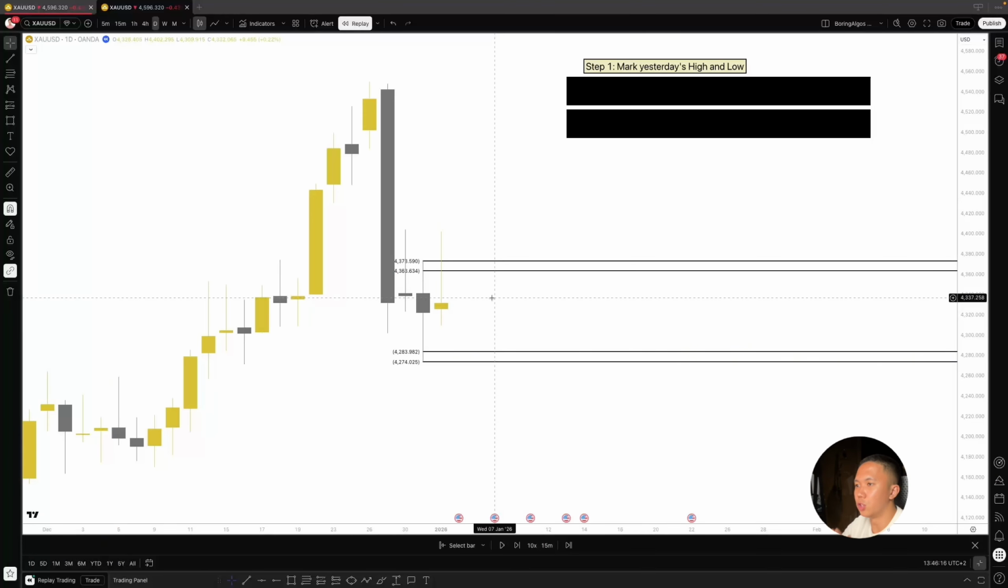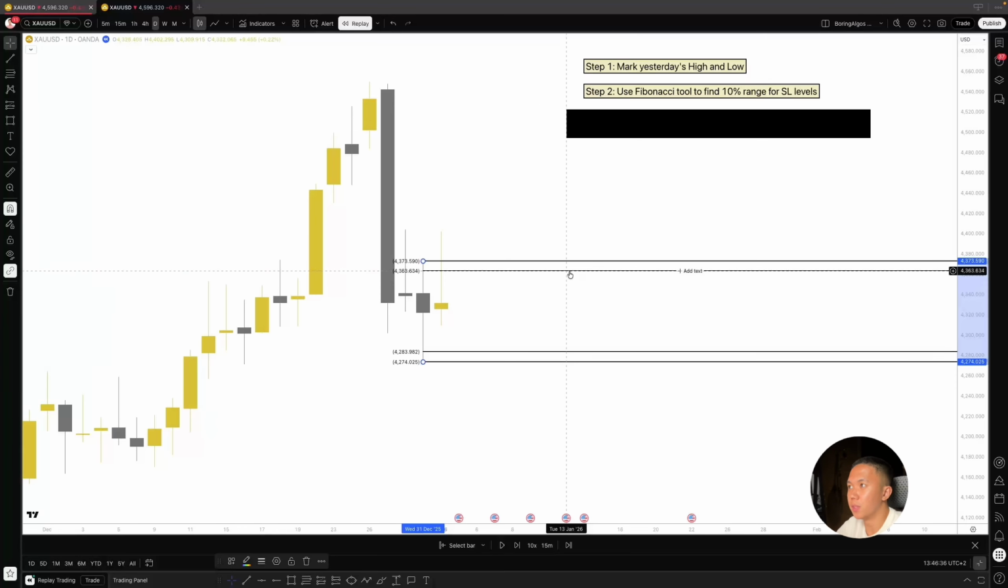Okay, now we are on TradingView and let's begin with the original version of the strategy. So step 1 of the strategy is to mark the high and low of yesterday's candle. I'm using a Fibonacci tool here and I've drawn the high and low of the candle. Step 2 of the strategy is to use the Fibonacci tool to find the 10% range for our stop loss level.